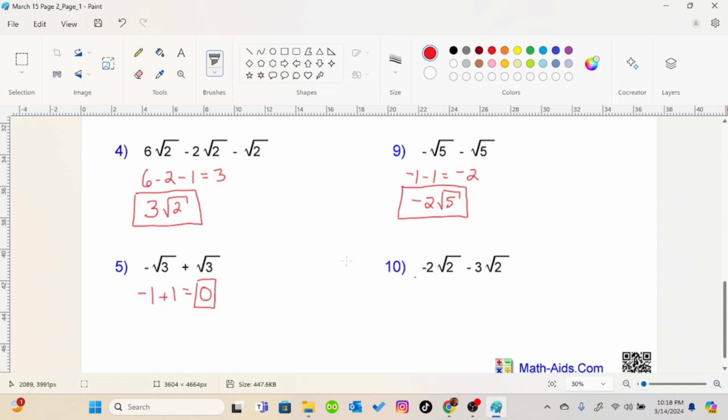And our final problem on page 2, these are both square root of 2, so they can be combined. This becomes negative 2 minus 3, which equals negative 5. So our final answer is negative 5 square root of 2.